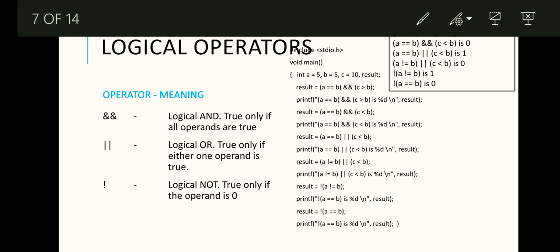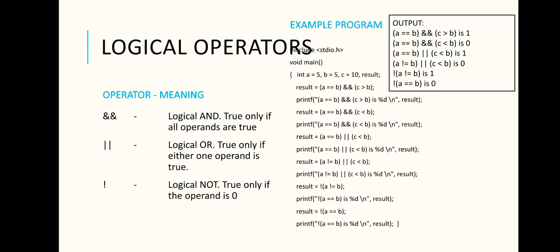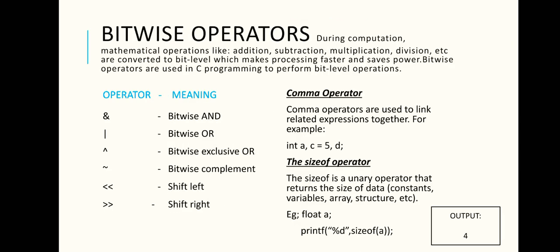Let's take a look over here at the OR operator. We have A equal to B, that is true, and C less than B. C, which is 10, is not less than B. This condition is false, but the other condition is true. As one condition is true, the output is true, so we have the output as 1.